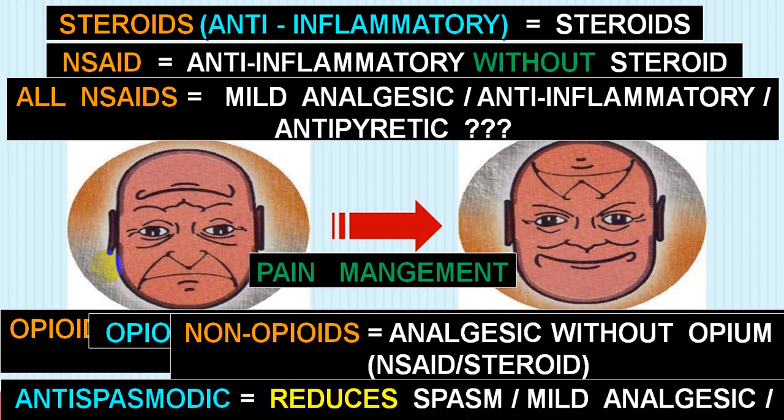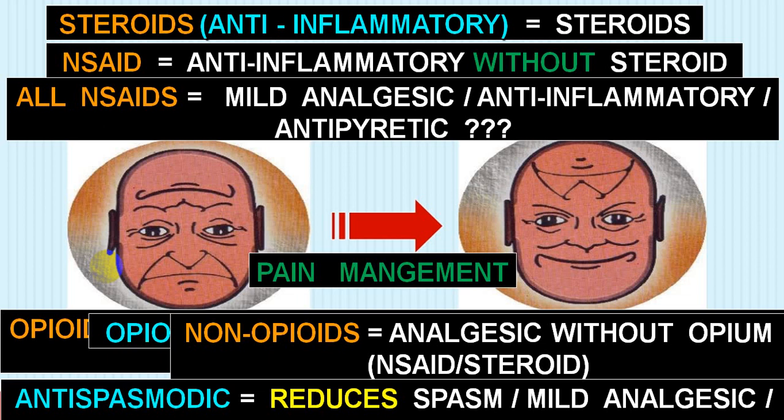While antispasmodics reduce spasm of smooth muscle present in certain structures like the small intestine, large intestine, stomach, esophagus, gallbladder, ureter, etc. In all these structures, there are smooth muscles. And when this smooth muscle undergoes spasm, it will produce pain. So by reducing the spasm, it will reduce your pain and they will act as a mild analgesic.